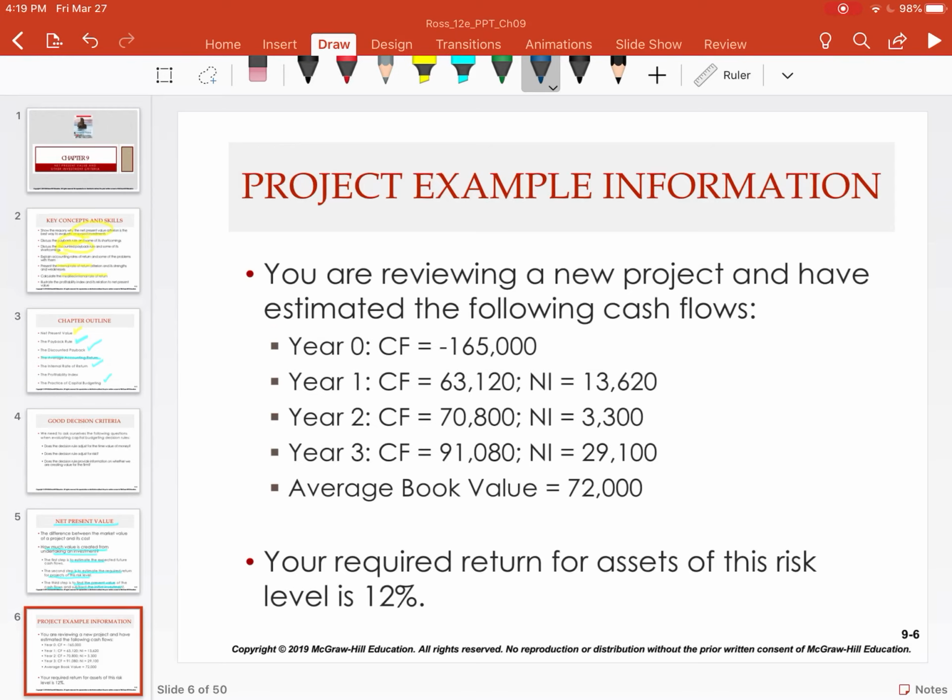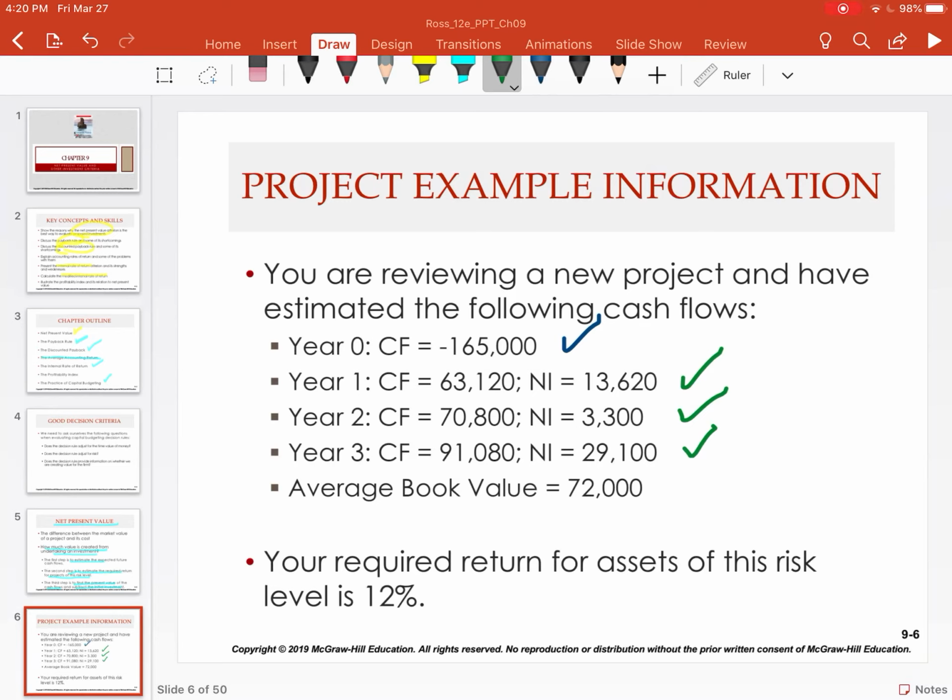The cash flow is minus 165. Okay, and then the year 1 cash flow is actually 63,120. Okay, and the cash flow for year 2 is 70,800, okay, and year 3 is 91,080, okay.